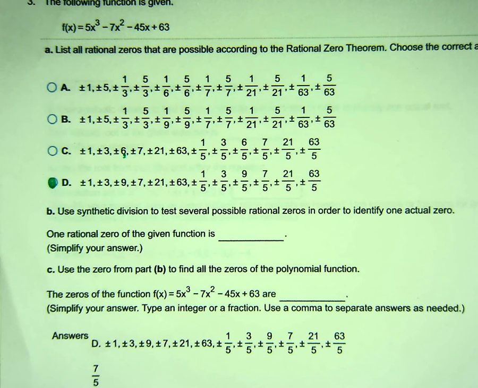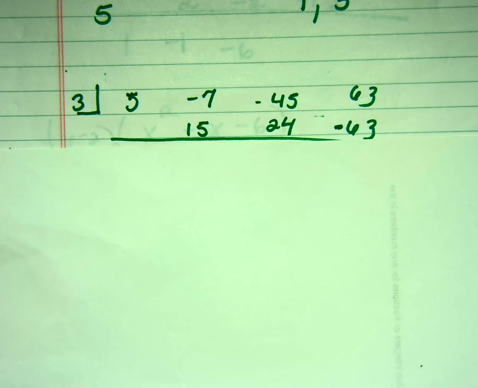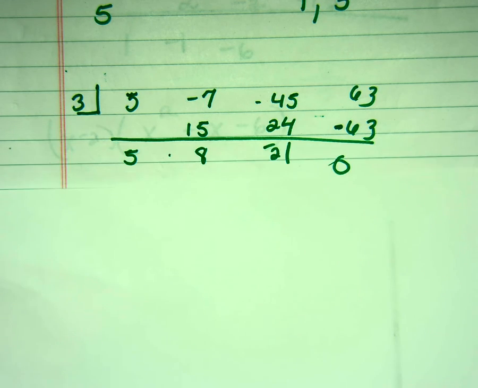So using your smallest possible zero, we're going to use 3, because again, 1 goes into everything. So using synthetic division, we're using your 3. So we have 5, negative 7, negative 45, and 63, your coefficients. And we're going to use positive 3 as our smallest one. So using synthetic division, this is what we came up with.